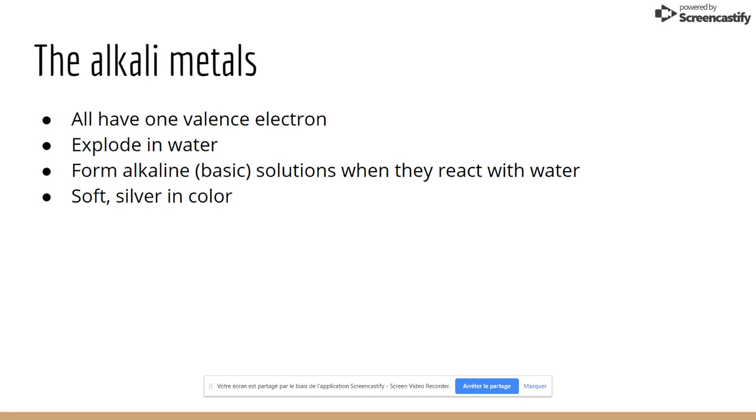Pause here. All alkali metals have only one valence electron, so they all end in s1 for their electron configurations. These explode in water because those electrons are given off into the water, and that's an extremely exothermic reaction. The word alkali or alkaline just means basic. When this reaction happens with water, meaning these electrons are transferred from the metal to the water, they form a basic solution, and they tend to be soft and silver in color.